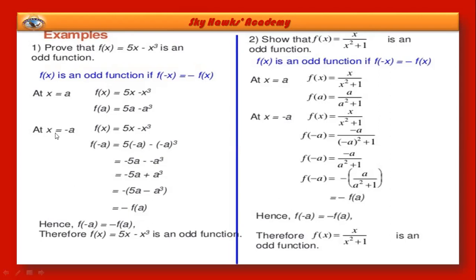Now, at the same time, we will have to test this also at x equal to minus a. Here, once again, we are replacing each and every x with minus a, with negative a. So this will become f of minus a, and this is equal, 5 is coming as it is. So x is being replaced with the negative a, and this minus sign as it is. And once again, this x cubed is replaced with negative a cubed. So we are multiplying now, minus 5a, and the negative and negative will become positive over here in the next step.